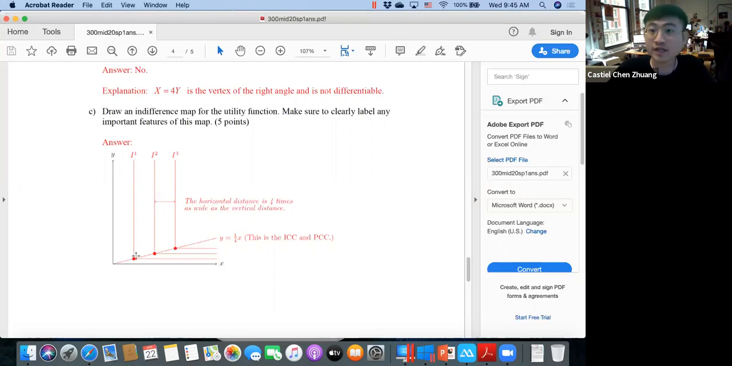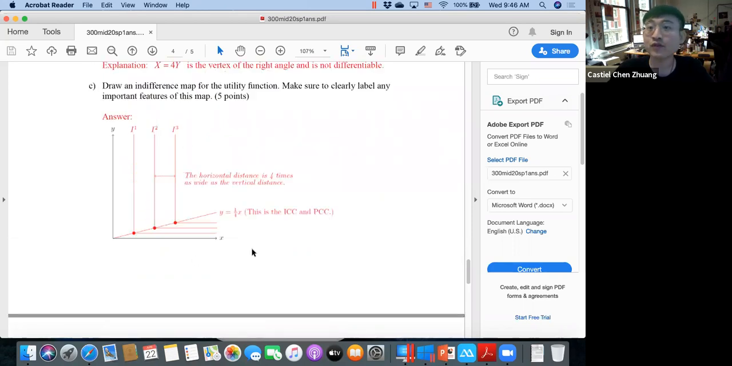So clearly the vertex will be on this x equals 4y line, or y equals 1/4 x. So the vertex will be on this line. This is the first thing that you need to notice. And the second thing is if you check the values of those points, you will notice that the horizontal gap is actually 4 times the vertical gap. So it's not something that you need to say. I would say the most important feature that you need to know is that those vertexes are on this line, and that's the most important thing. And you are drawing the right angles, and you are drawing a few more indifference curves.